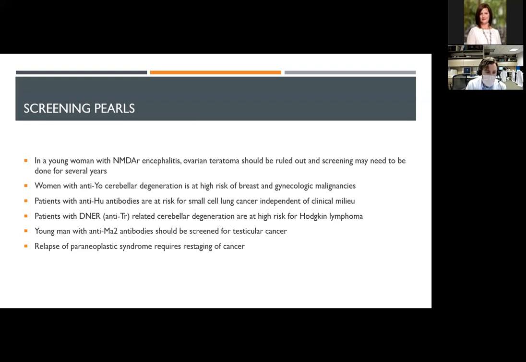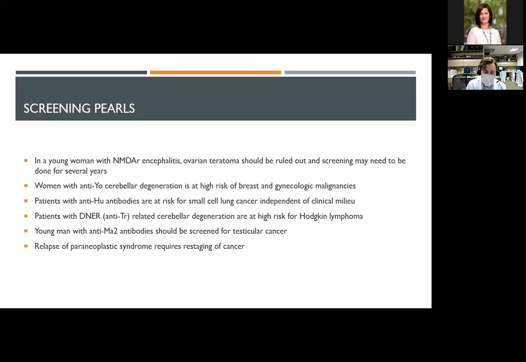Anybody with anti-Hu antibodies should be looked at for small cell lung cancer, kind of like we talked about, whether or not they have any other sequelae of that. There is also a strong relationship between DNER, also known as anti-Tr related cerebellar degeneration, and Hodgkin lymphoma, but that's a lot rarer. MA2 in a young man, you should be looking for testicular cancer.